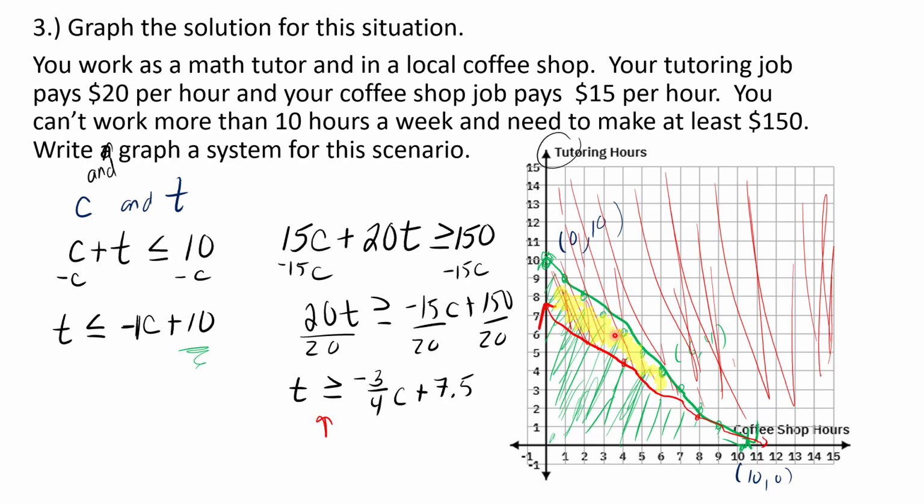And the sweet spot, okay, this is where you are making enough money. You're hitting at least your $150 a week, and you're also staying under the 10 hours. And so that is probably a pretty good application problem. You can see what kinds of things are done with the coordinate plane.